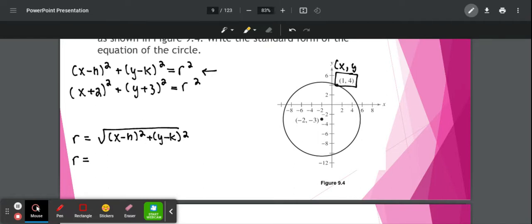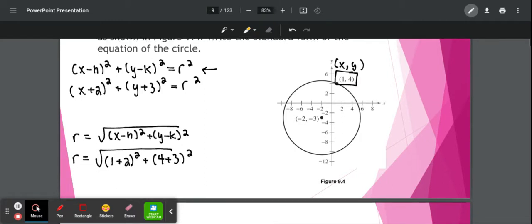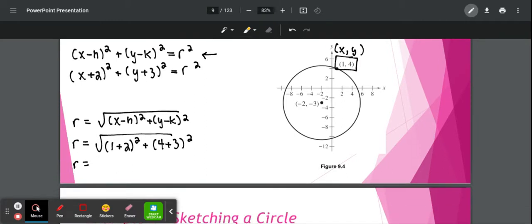So x is 1, y is 4, so we're going to say the square root of 1, our h is negative 2, so 1 plus 2 squared, plus 4 plus 3 squared. So we get r equals the square root of 3 squared, so 9, plus 7 squared, so plus 49. So r is the square root of 58.